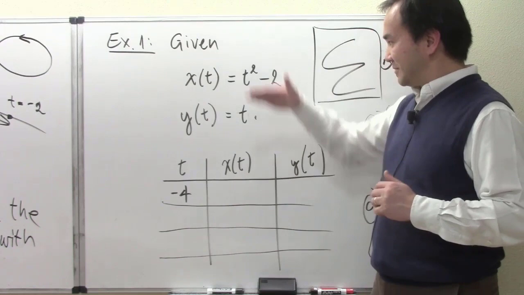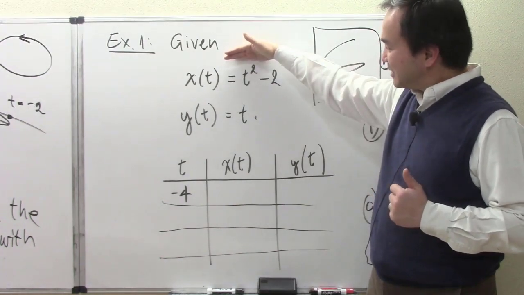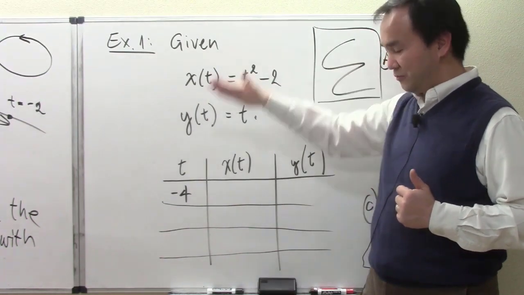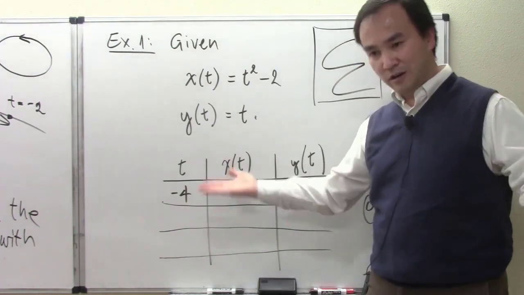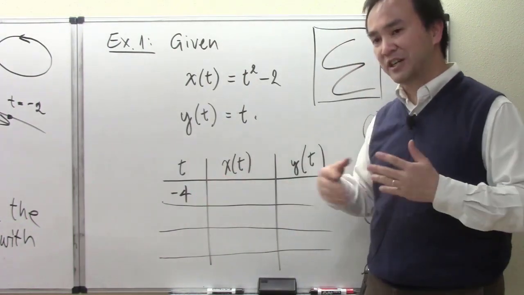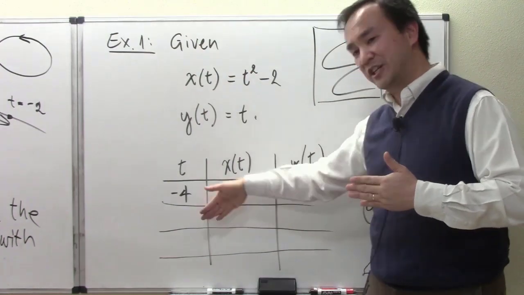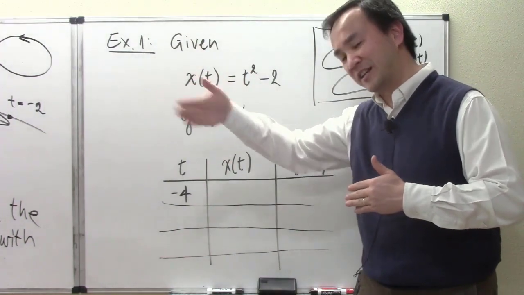Okay, so you start out with a pair of parametric equations. We're going to build a table of values, and we're going to put it on the graphing plane to observe what kind of path our points create, or what kind of path our point stays on.